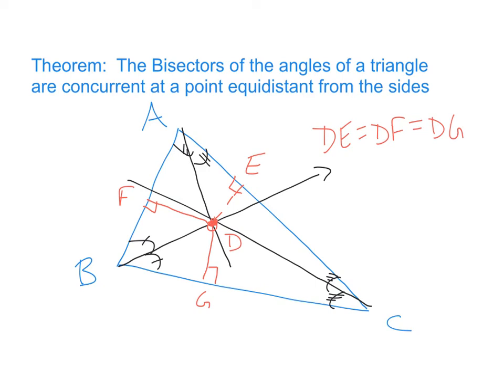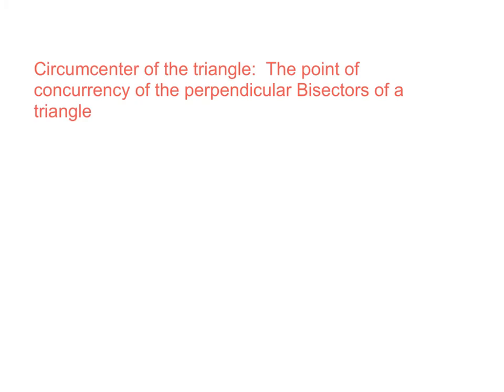Okay, so there's lots of stuff going on here so far. And there's lots of things that you should be writing down. So let's just keep that trend going. We're almost done, so a couple more definitions for you. Another definition is circumcenter of the triangle: the point of concurrency of the perpendicular bisectors of a triangle. Remember a while back we did that.